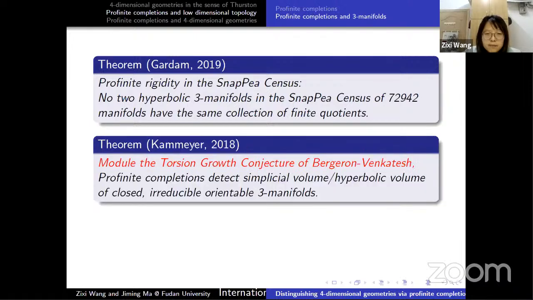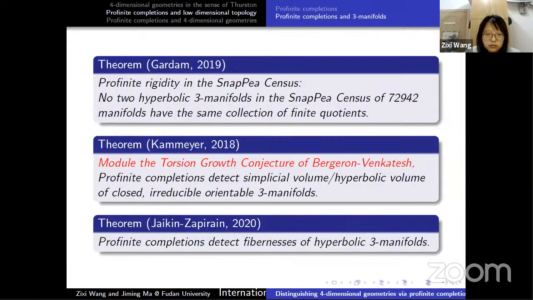And by the proof of torsion growth, as a corollary of the torsion growth conjecture, we know that profinite completions detect Seifert volume or hyperbolic volume of closed irreducible orientable three manifolds. By the theorem of Jaikin-Zapirain, we know that profinite completions detect the fiberedness of hyperbolic three manifolds, which means that if two hyperbolic three manifolds have isomorphic profinite completions, then one is fibered if and only if the other one is fibered.